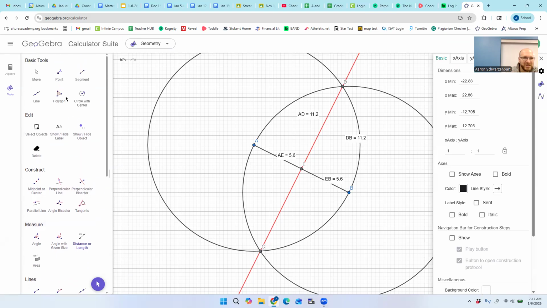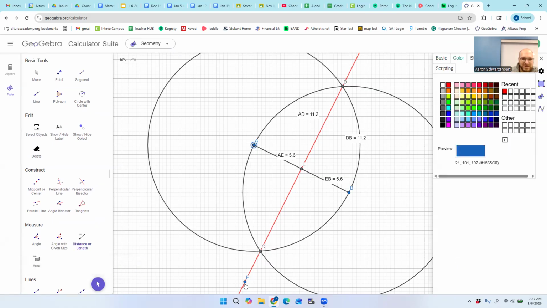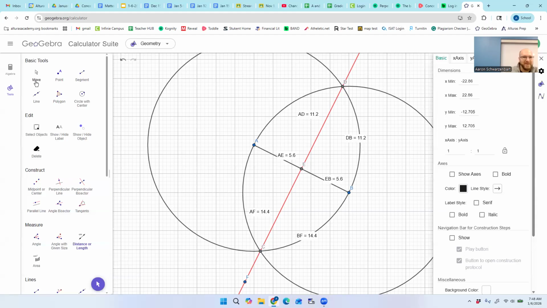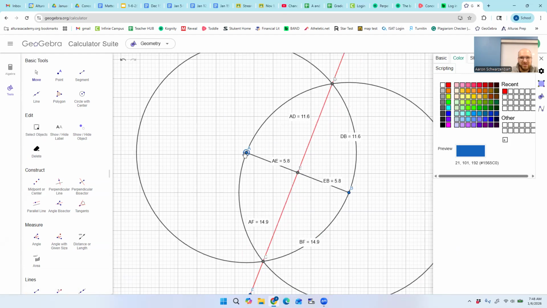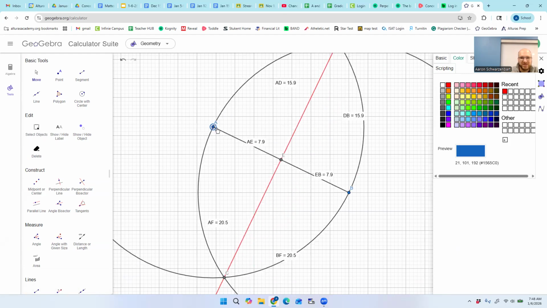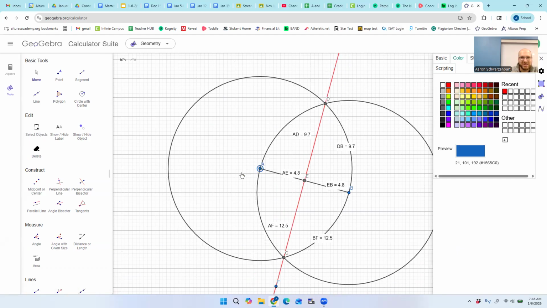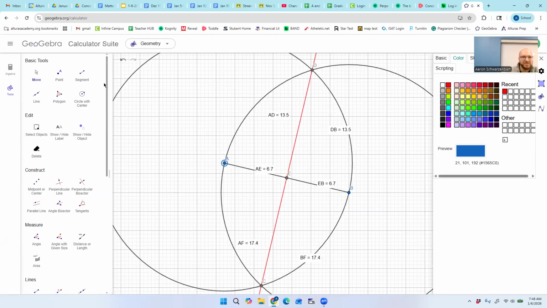If I create any other point on here, I can see that these are also equal. And one of the cool things with a program like GeoGebra is, if I created these all with correct points of intersection, I can drag it around and everything still stays the same. Okay, so that's creating a perpendicular bisector.